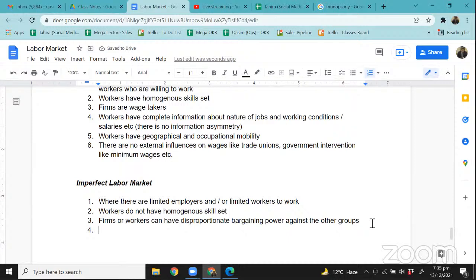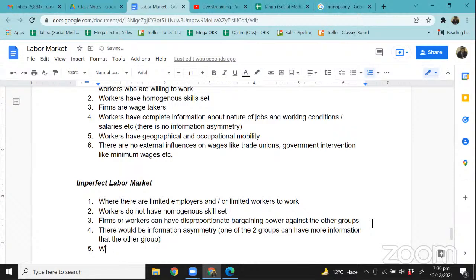Okay, then there would be information asymmetry. Are you following all of this? There could be information asymmetry, right? As I said, some groups can have more information. Easy, we got this? Okay, then workers are not very geographically and occupationally mobile.